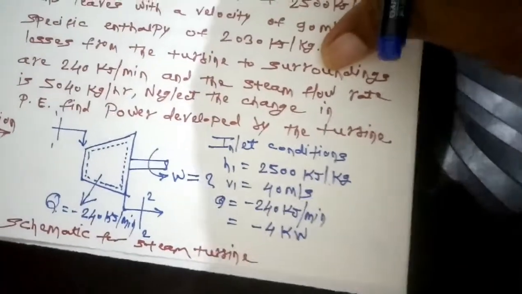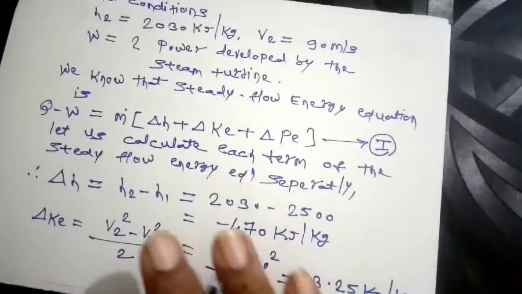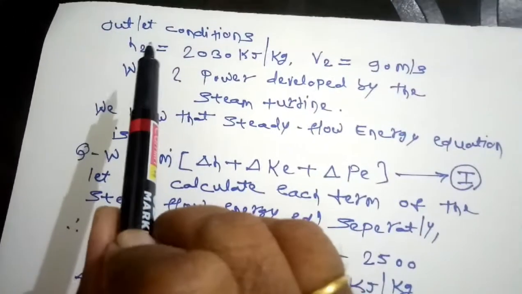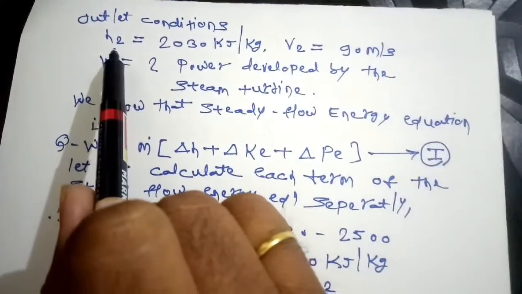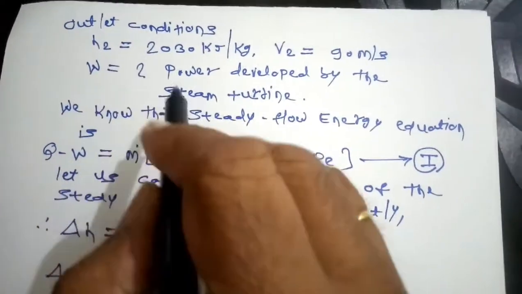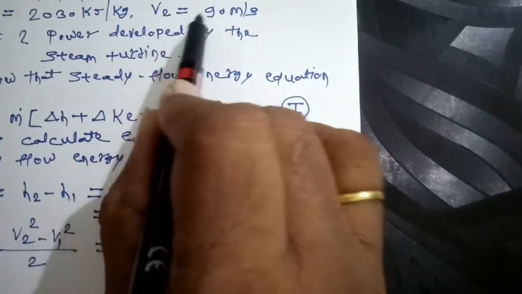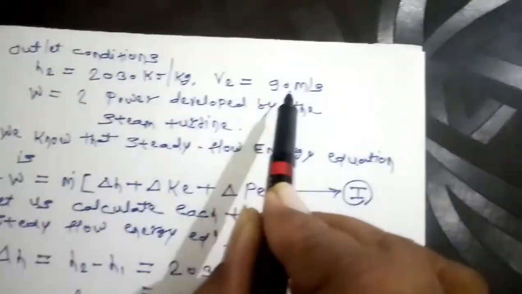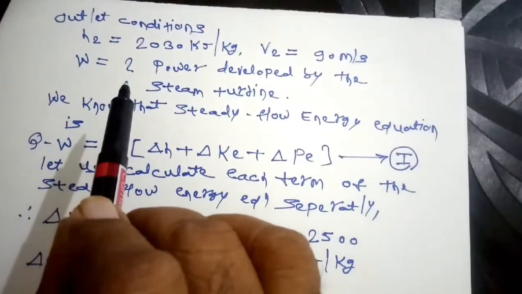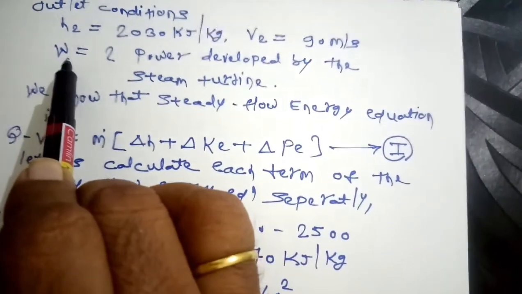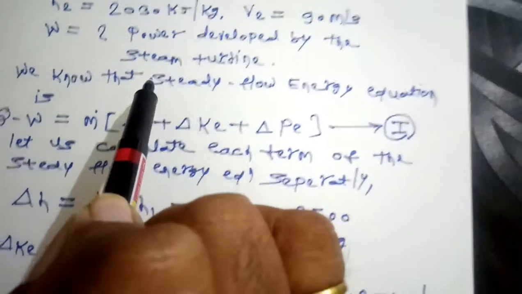So let us try to visualize the steady flow energy equation. So these are the outlet conditions: enthalpy at point 2 is 2030 kilojoule per kg, velocity at point 2 is 90 meter per second, and we have to calculate the power developed by the steam turbine.